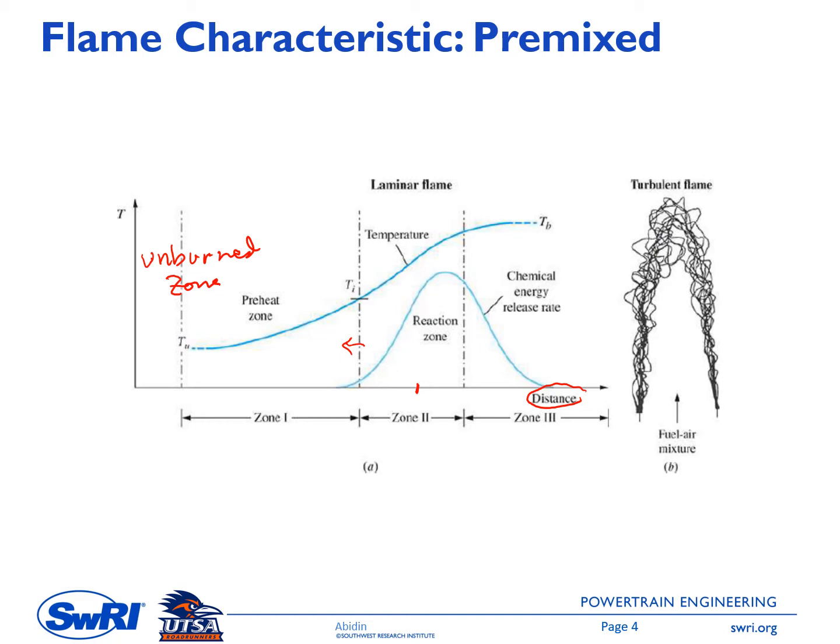In this case, there will be a release of chemical energy into thermal energy, so it increases the temperature and it increases the pressure. Therefore, there will be a heat transfer from zone number 2 to zone number 1. Similarly, there will also be a heat transfer from zone number 2 to zone number 3, which is the burn zone. Inside this burn zone, we have almost 100% gas product from the combustion process.